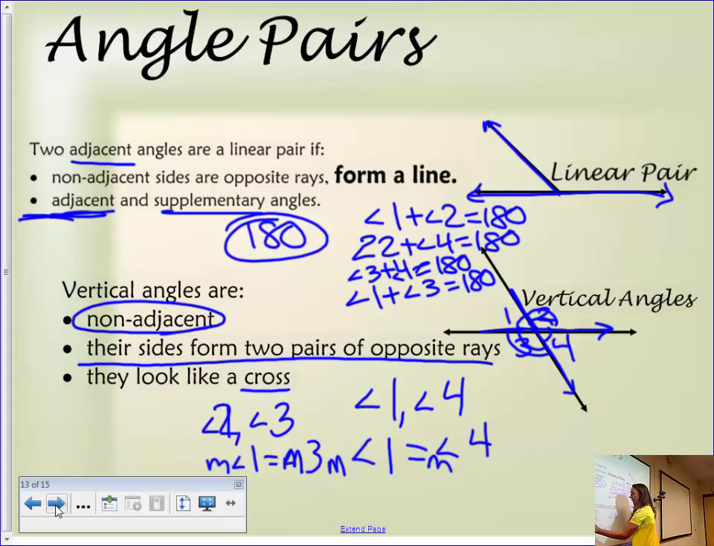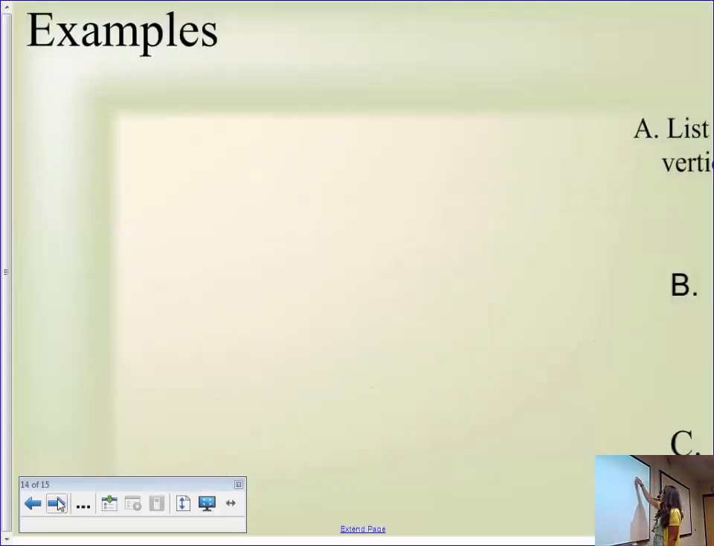Did I just mark 2? Yeah. Thanks, Ms. Hurst. 2 and 3. My mistake. All right, so let's take a look at some vertical angles and some examples with this.